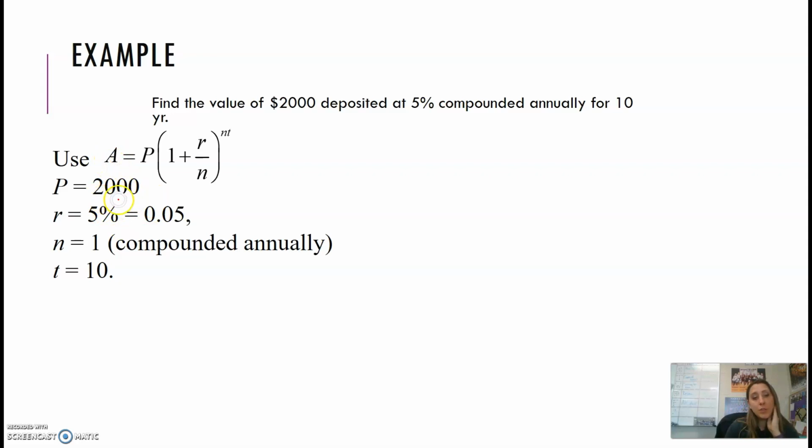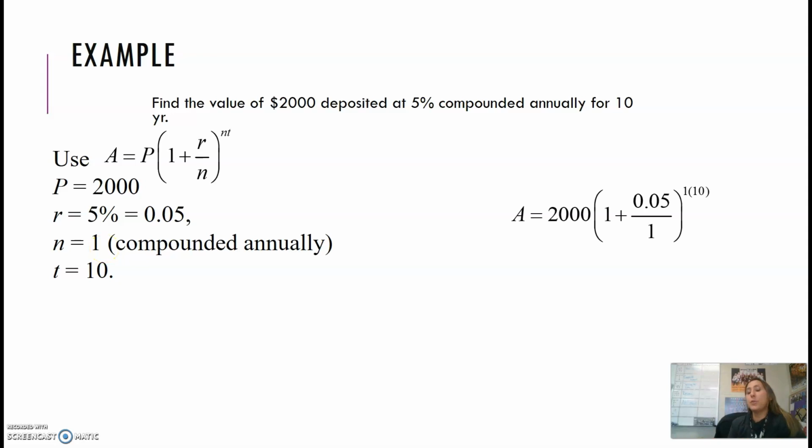So our principal is 2,000. Our rate is 5%, but remember we want it as a decimal. So it's going to be 0.05. Remember when we have that percent sign, that just means to divide by 100, if you can't remember. And then annually means it's only going to happen 1 time a year. So our N is going to be 1. So we're going to plug all of that into our formula.